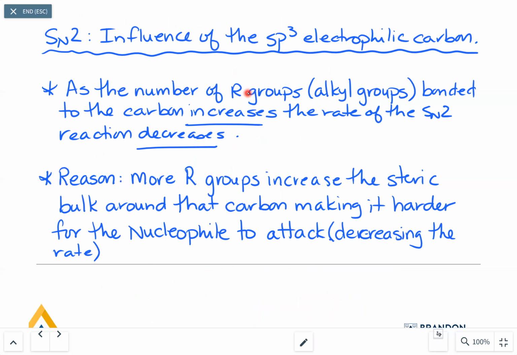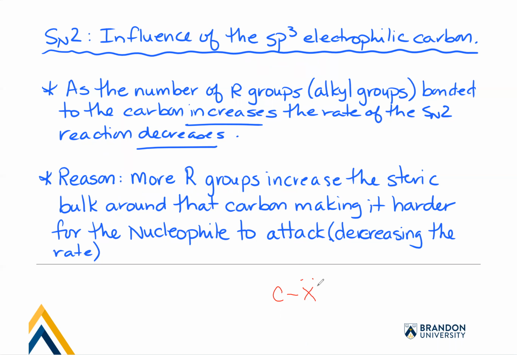So is this carbon, the number of R groups, as the number of R groups bonded to that carbon increases, the rate of a substitution reaction decreases. What we're trying to say here is that if we've got carbon X, what's this carbon bonded to? If it's got R, R, R, and you're some nucleophile trying to attack here, you've got all these big groups that are sort of blocking your approach.